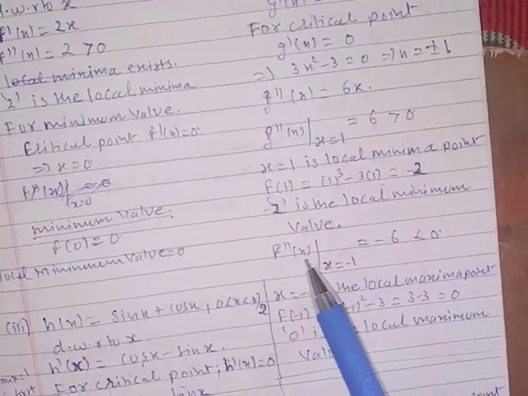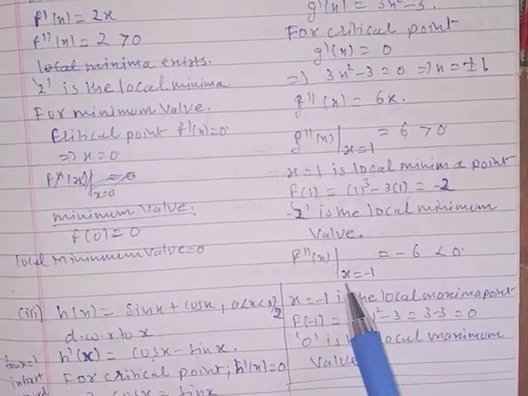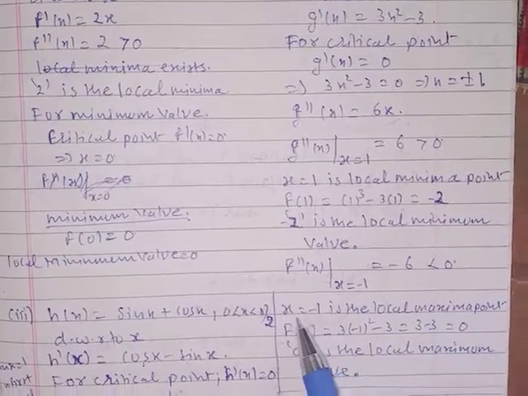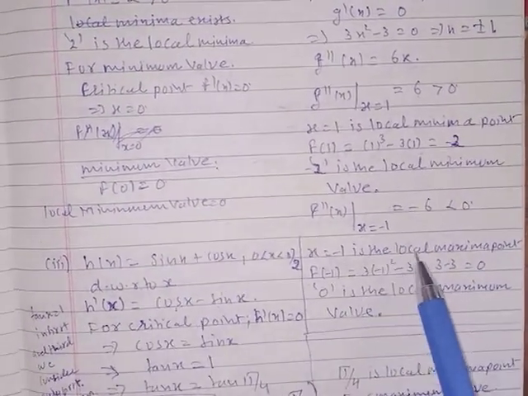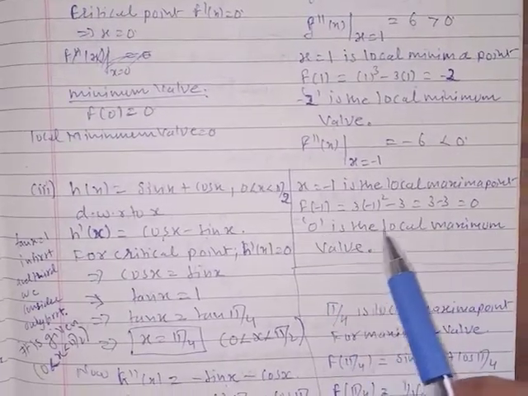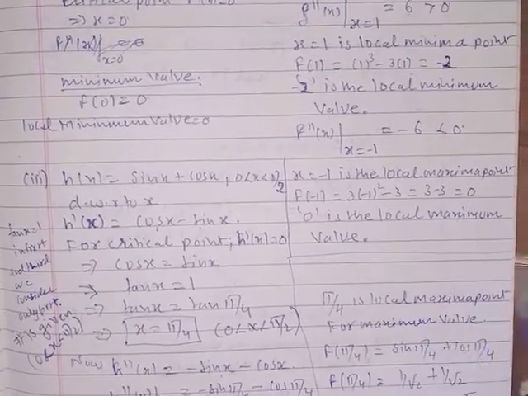Now let us check g double dash. Substitute minus 1. We will get minus 6, which is less than 0. So x is equal to minus 1 is a local maximum point. So g of minus 1 is equal to 2, so 2 is a local maximum value.